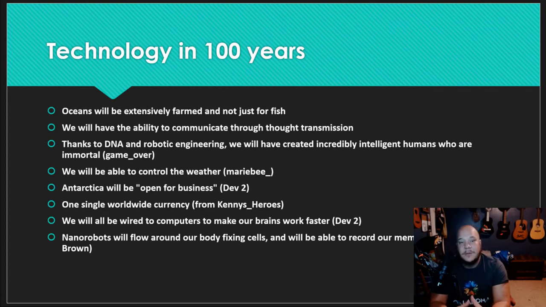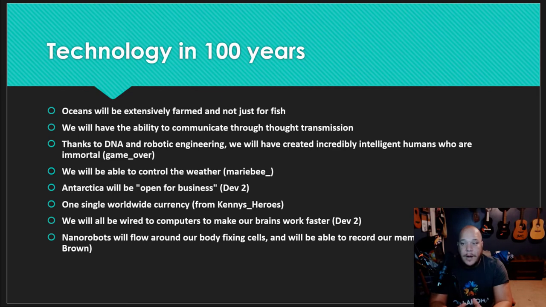Antarctica will be open for business, which means that, because of lack of resources, we will actually colonize the polar ice caps and Antarctica. We will move to all pieces of land across the world. We're also going to move to a worldwide currency, which will more than likely be a worldwide government. There is no way with the increasing population size and diminishing resources that we will not eventually fall to a single organized group of people.